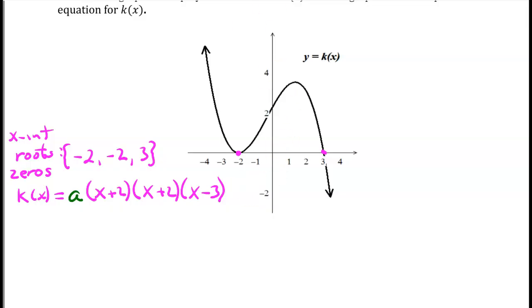And I can use another point on this graph to help me figure out what this a value actually is. So I'm going to use this y-intercept. I'm going to assume that this is (0, 2). And I can plug that in for x, 0, right? And for k of x, I can plug in 2. So for each of those x's, I'm going to plug in 0. Try to keep the same schema here.